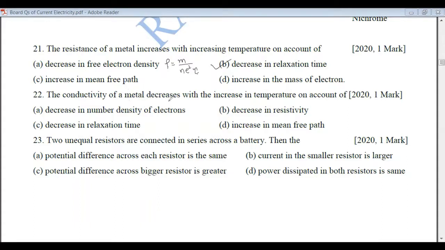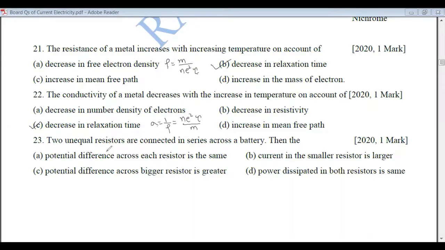The next is, the conductivity of a metal decreases with the increase in temperature on account of. We know that conductivity is the reciprocal of resistivity, which is given by n e square tau upon m. As the temperature increases, the relaxation time decreases and that is why the conductivity decreases. So the conductivity is affected by the temperature due to the decrease in the relaxation time. So the correct option is the C one.